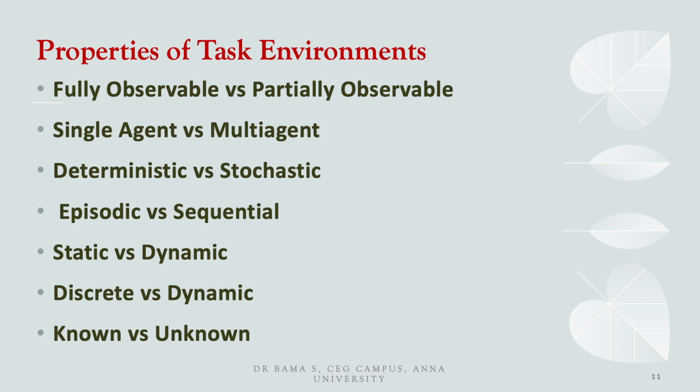So, the second one is single agent versus multi-agent. The third one is deterministic versus stochastic. Fourth is episodic versus sequential. Fifth is static versus dynamic. And sixth is discrete versus continuous, and seventh is known versus unknown. We will go through them one by one.